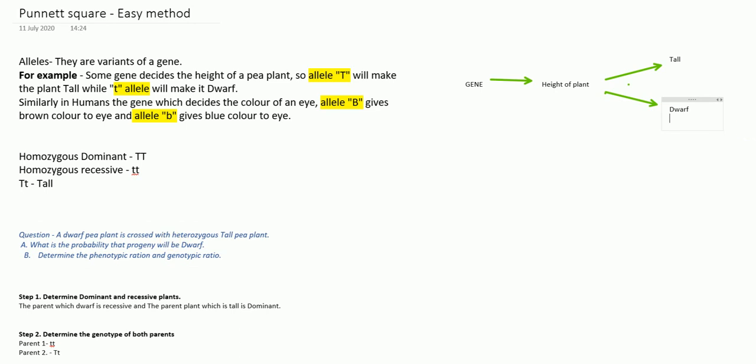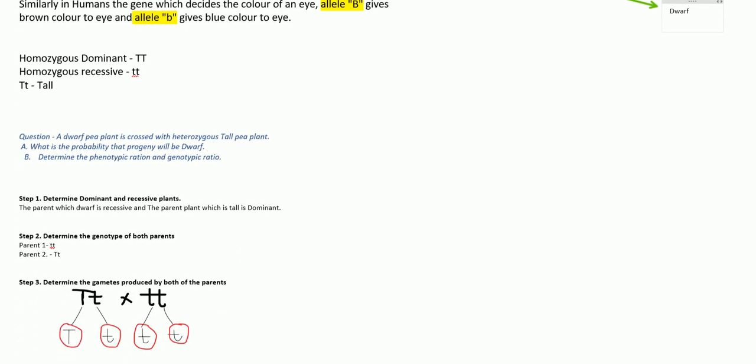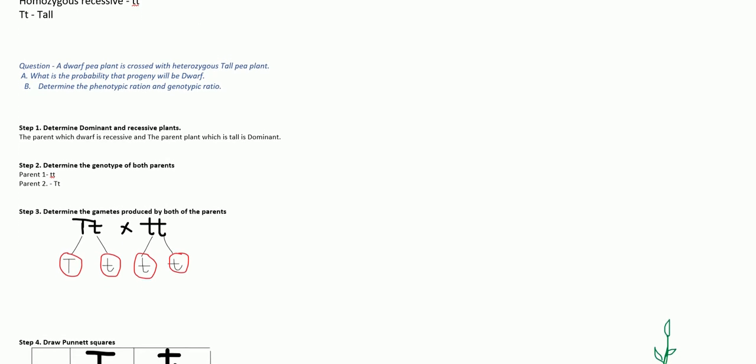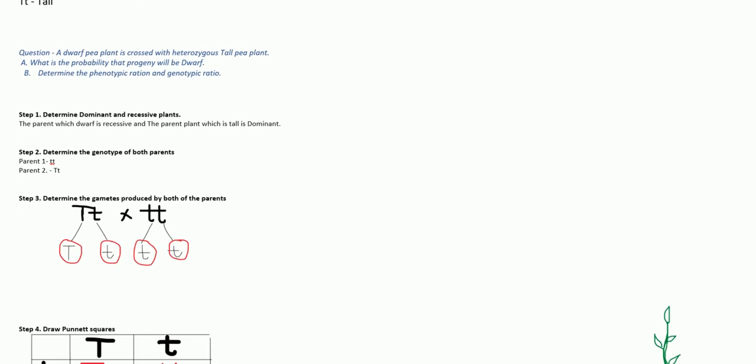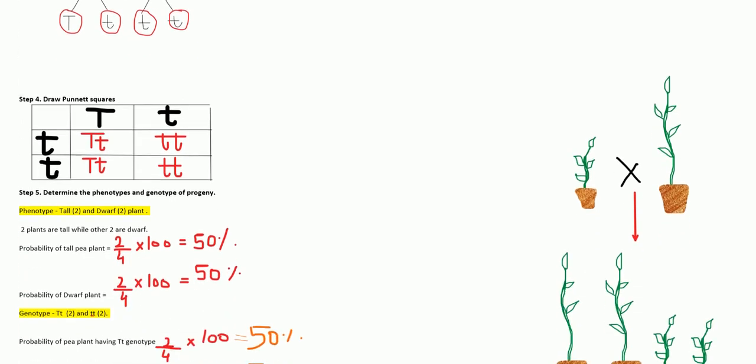To determine the probability of progeny would be dwarf, we can follow few steps. We have to determine the dominant recessive plant. Once we have determined the dominant recessive plant, we can determine the genotype, and once we have figured out the genotype, we can determine the gametes produced by both of the parents. Once we have done that, we can draw a Punnett square, which is very easy.